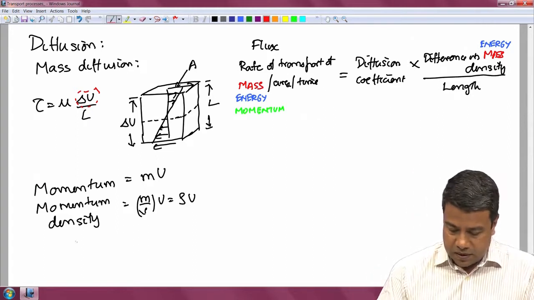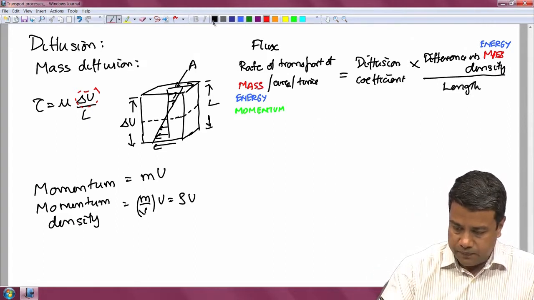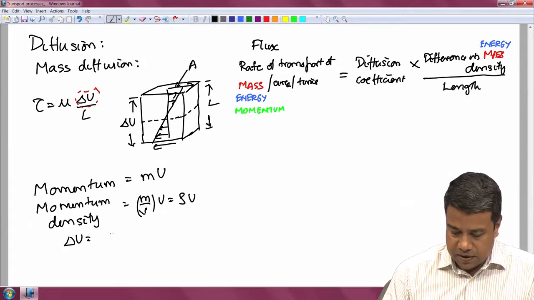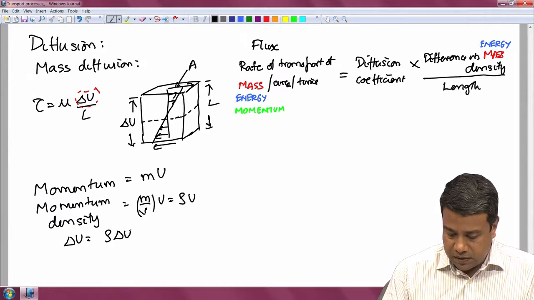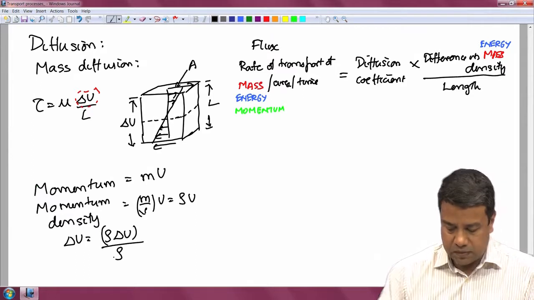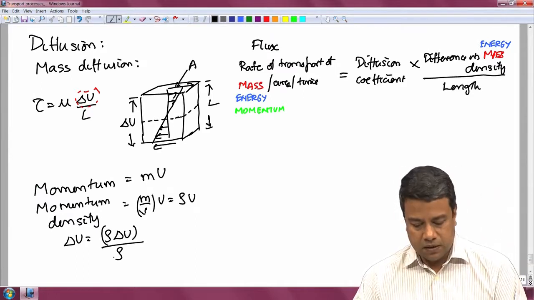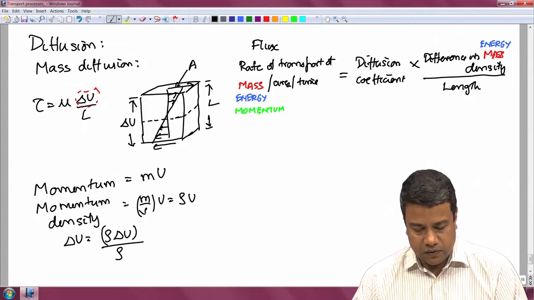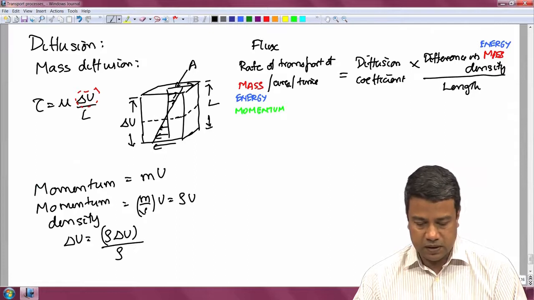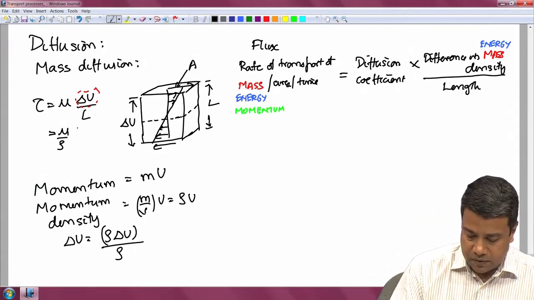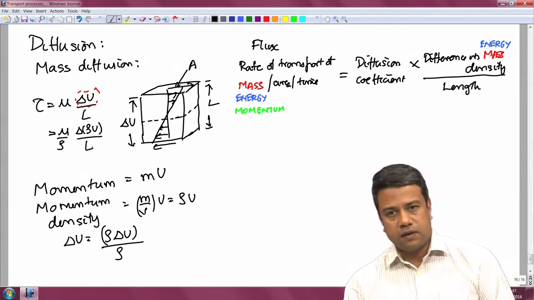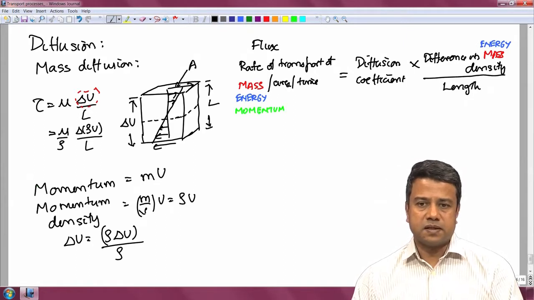So, the difference in velocity delta u is equal to the momentum density, which is rho delta u by rho. Therefore, instead of u, I write down the momentum density as rho delta u by rho. Then my expression becomes mu by rho into delta of the momentum density by L. For the present, I will assume that the mass density does not change.